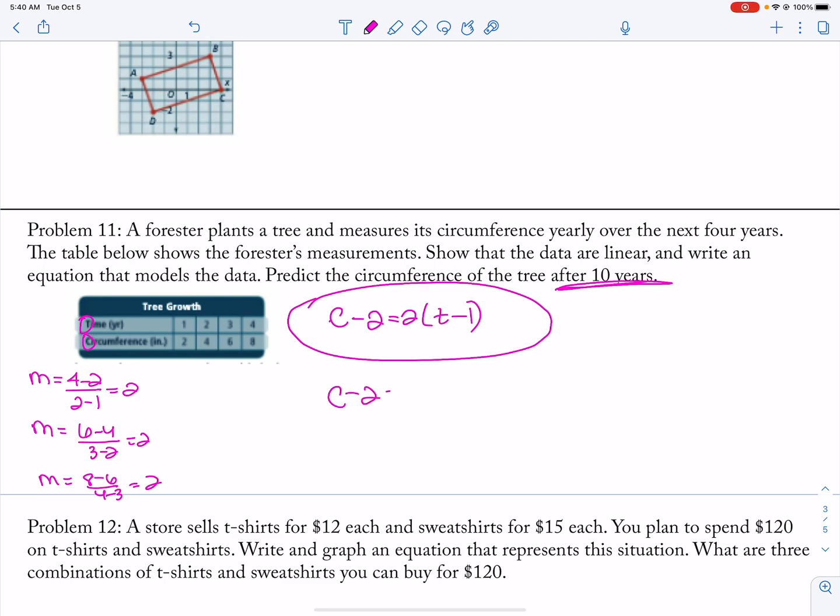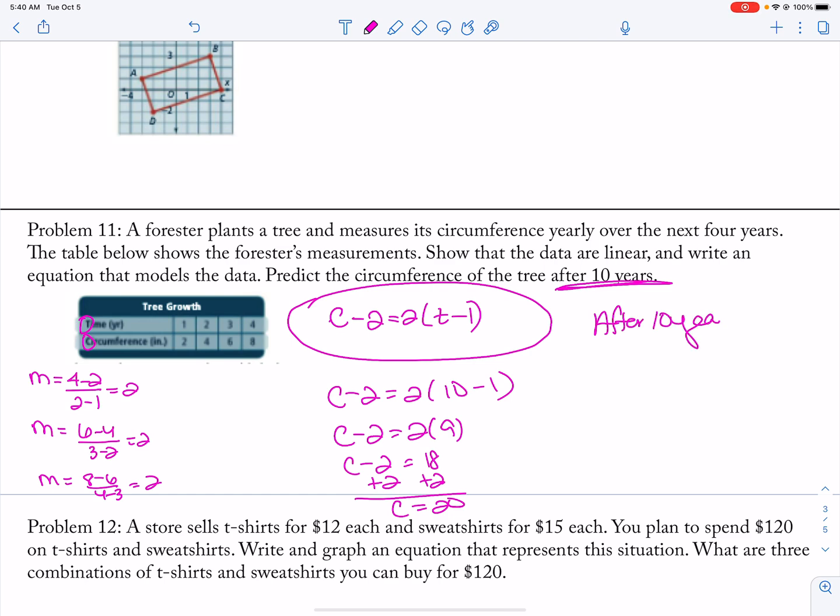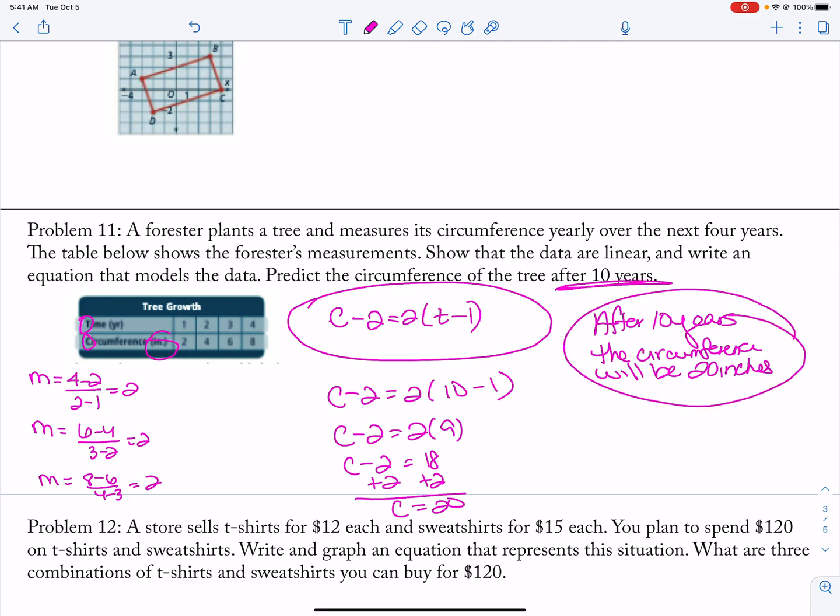Show what the circumference is after 10 years. So C minus 2 is equal to 2 times 10 minus 1. So C minus 2 is equal to 2 times 9. C minus 2 is equal to 18. Add 2 to both sides, so I get C is equal to 20. So after 10 years, the circumference will be 20 inches. So I did have to look at the unit of measure for circumference.